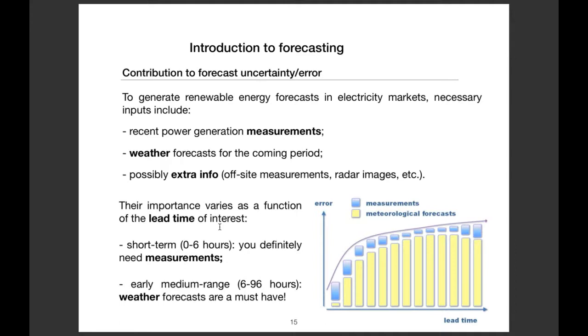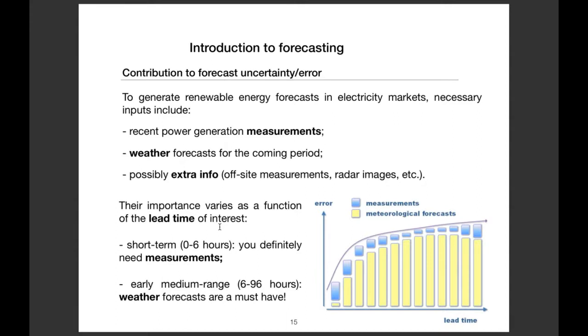And so this graph tells you the importance of the weather forecast and of the measurements on the error of the forecast. The smaller the forecasting horizon is, the more the error is due to the measurements, because the measurements are the features that help the most to produce the forecast. And then it is the weather forecast.